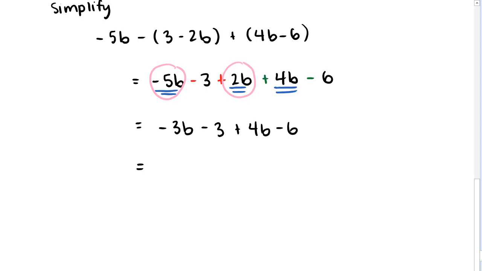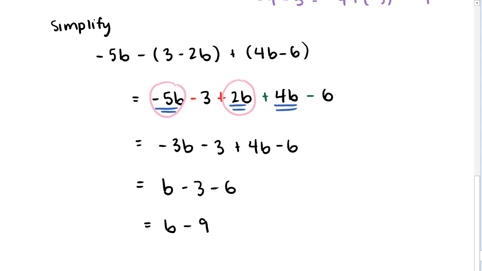This is negative 3b plus 4b is a single copy of that b term. And then we have minus 3 and minus 6. And this combines to minus 9. So b minus 9 is the most simplified form of our original expression.